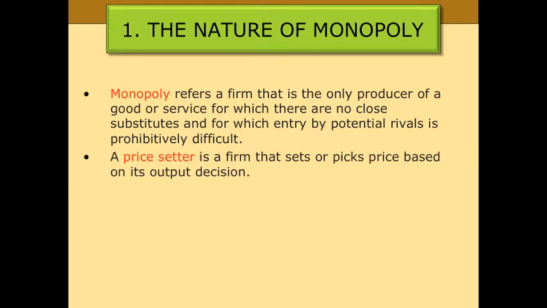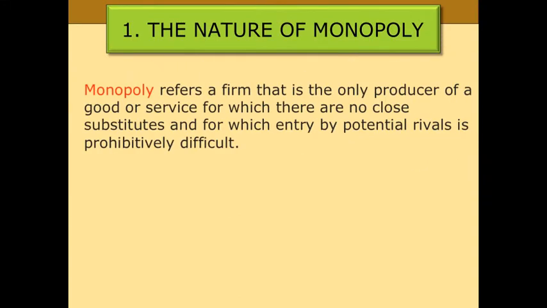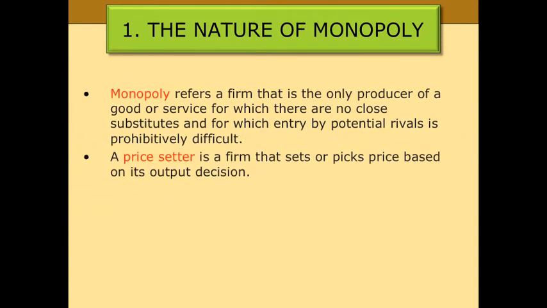A firm that sets or picks price based on its output decision is called a price setter. A firm that acts as a price setter possesses monopoly power. We shall see in the next chapter that monopolies are not the only firms that have this power. However, the absence of rivals in monopoly gives it much more price-setting power.